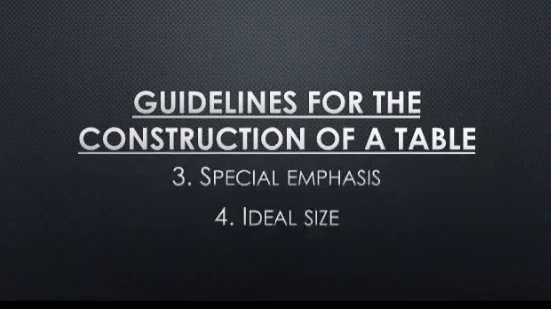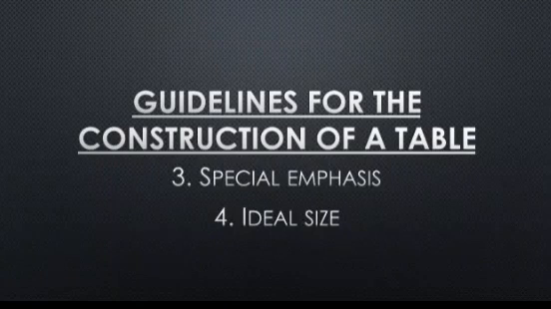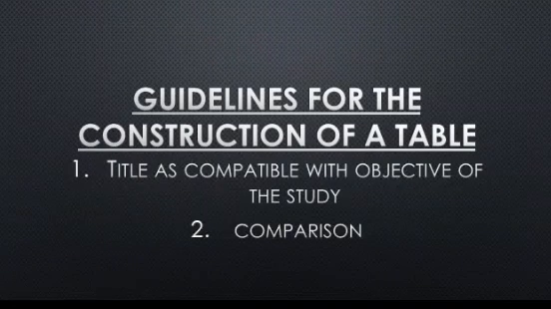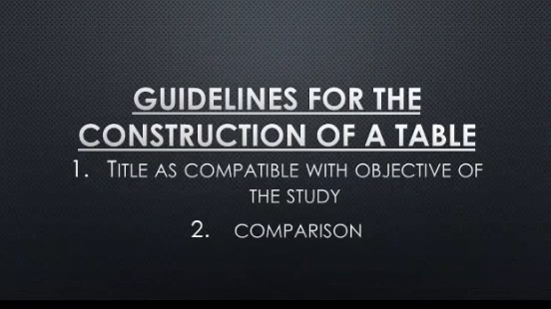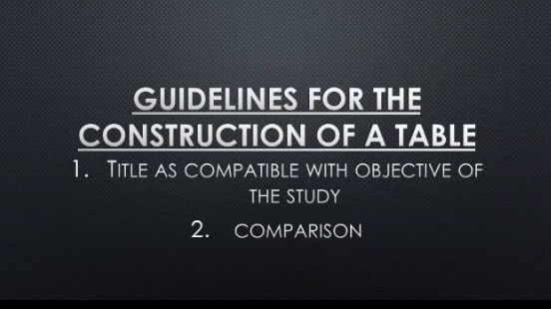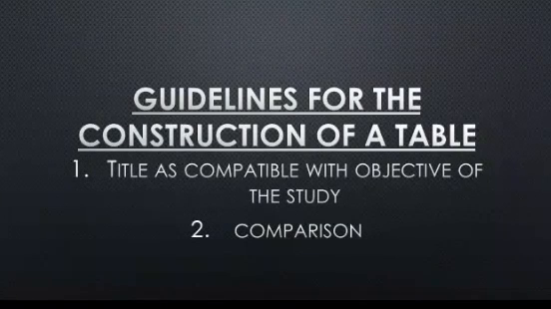Second is comparison. It should be kept in mind. Okay, just let's move to the previous slide. Okay, see, the second point is comparison. It should be kept in mind that the items which are to be compared with each other are placed in columns or rows close to each other. This facilitates comparison. It should not be that of the two items which you want to compare, the first item is placed in the first column and the second item is placed in the fourth column. It should not be like that.